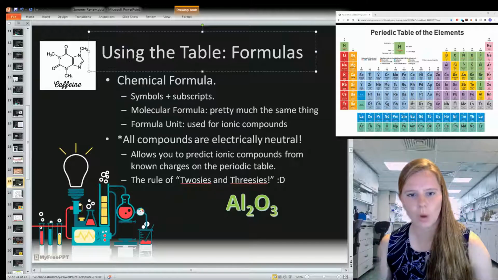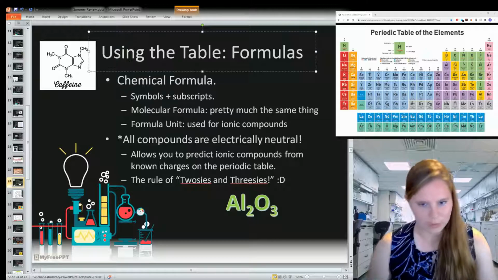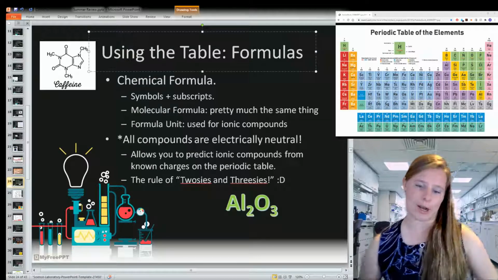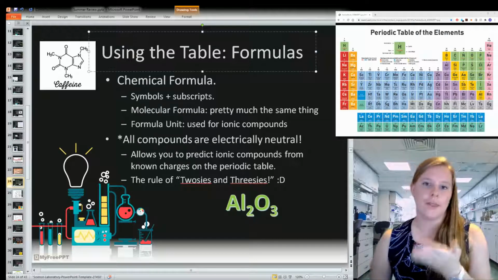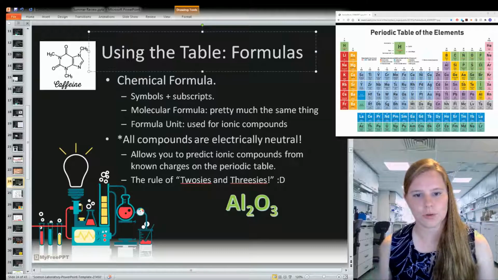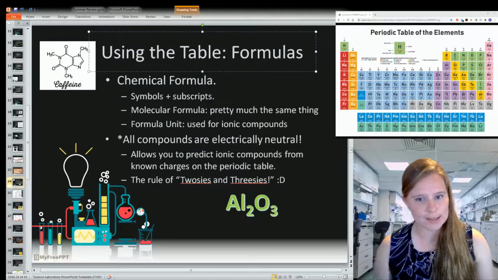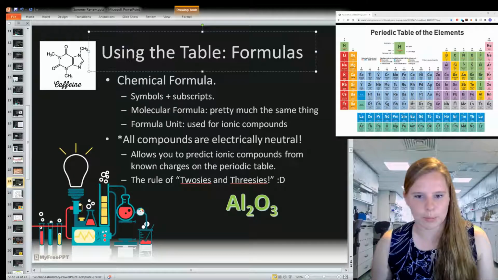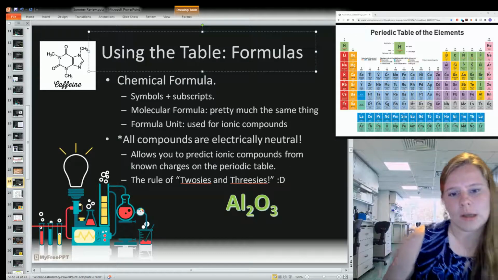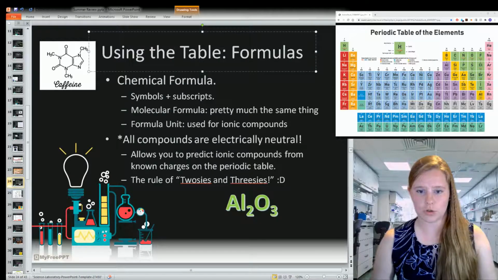Okay. All compounds are electrically neutral. Okay, woohoo! Start in your notes. Make sure you remember that. That is the key to writing a formula. If they're neutral, then you're going to put them together to make it neutral. So this allows you to predict ionics. Covalents are a little harder to predict. Just go by the naming system from known charges.